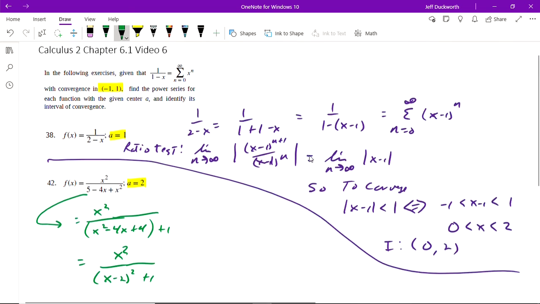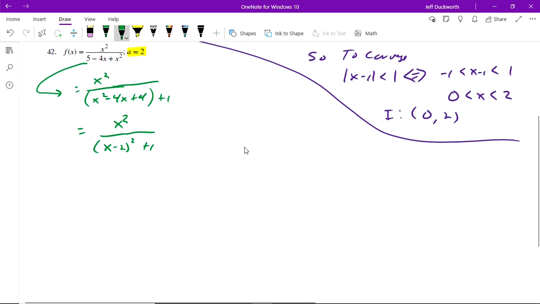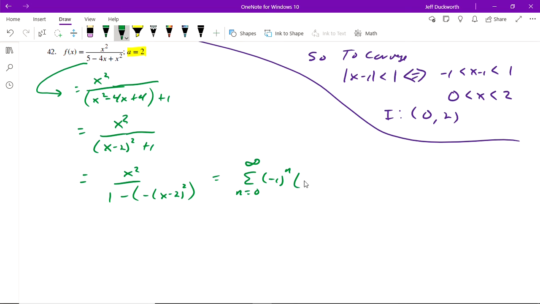Now we need to put it into this form up here, this 1 over 1 minus something. So in order to make it a minus, we're going to do the same trick we did before. So we'll move the 1 over, minus a minus. And that's what we have. So this equals the sum from n equals 0 to infinity of, we've got a minus there, so minus 1 to the n times the quantity x minus 2 squared, all to the n. We can break it into 2, whatever, but that's what it comes out to. So this is 1 times x minus 2 to the 2n. We deal with it that way.